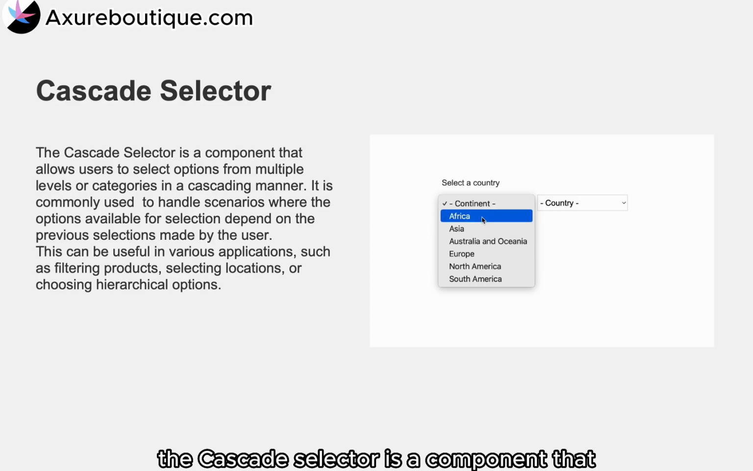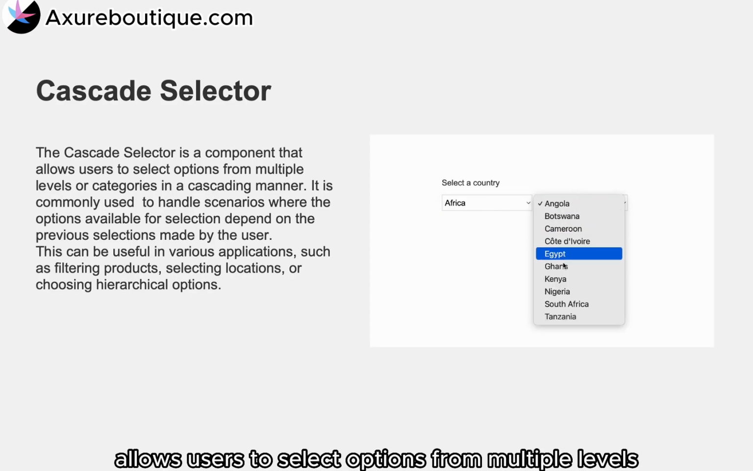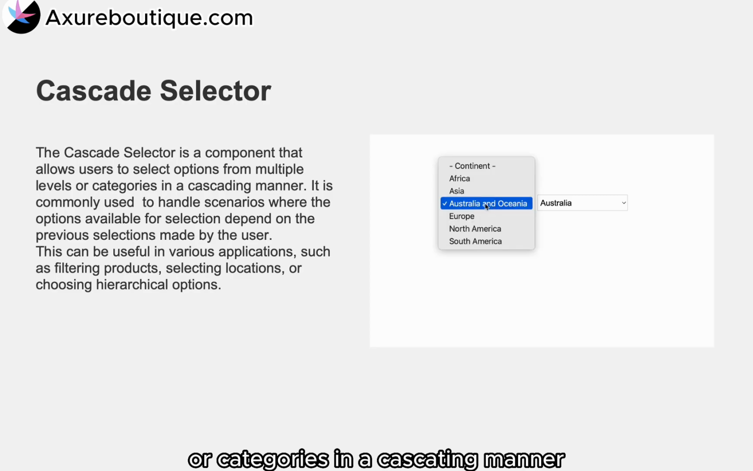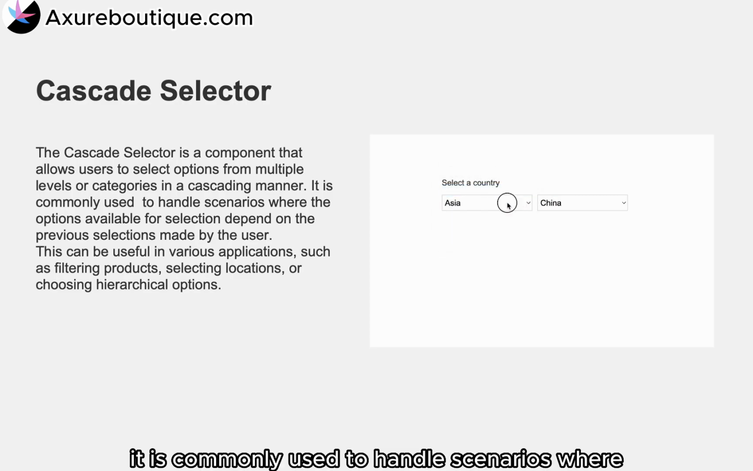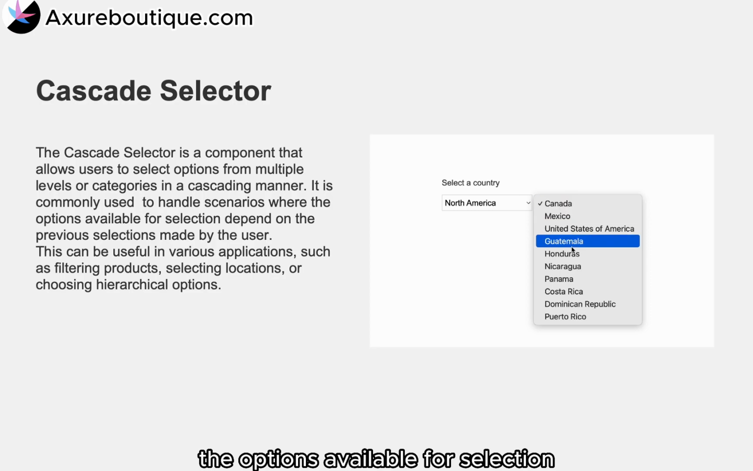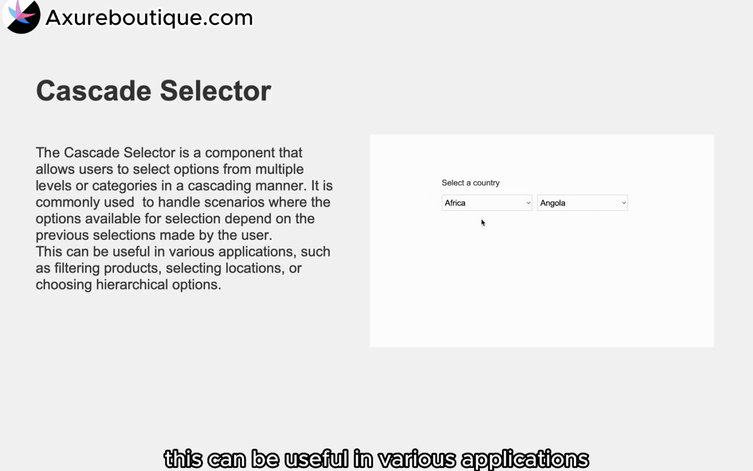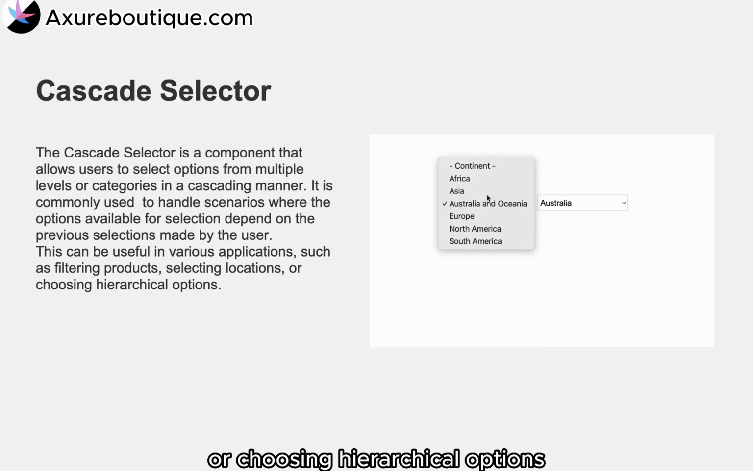The Cascade Selector is a component that allows users to select options from multiple levels or categories in a cascading manner. It is commonly used to handle scenarios where the options available for selection depend on the previous selections made by the user. This can be useful in various applications, such as filtering products, selecting locations, or choosing hierarchical options.